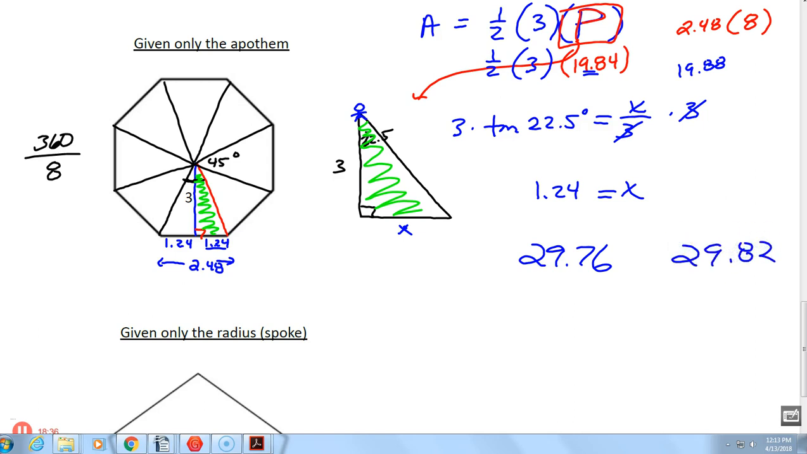If we rounded to the nearest tenth, we'd both probably agree on 29.8, but I don't think there'll ever be a multiple choice test that will have answers that close. They'll be spread out quite a bit further.